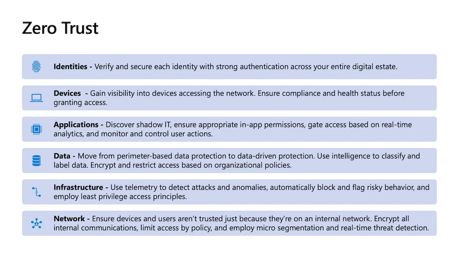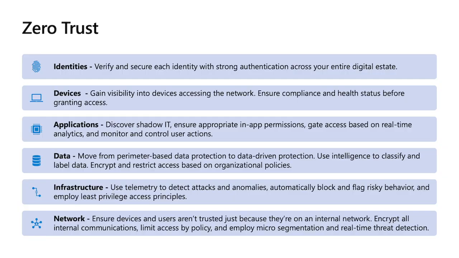But I just wanted to touch on some of the elements here that might be of interest. We use identity with strong authentication across the estate. We use visibility of the devices using things like Intune, where we can see the compliance, the health status, that it's domain joined before we grant access to our resources. Applications, again, looking at things like shadow IT, we move that security to the data, that we move from perimeter-based data protection, because your data doesn't live within that perimeter anymore. That's the key thing here, that we move to data-driven protection, that we classify data, we ensure it's encrypted, and we restrict access based on policy.